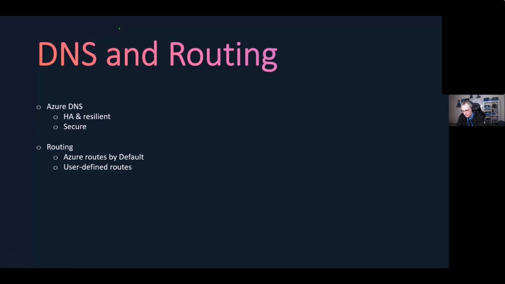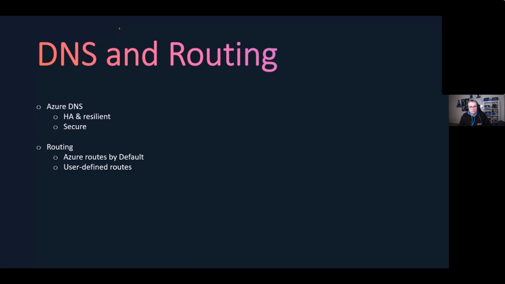DNS within Azure is highly available and resilient. So as with everything that Microsoft offers, there is a core level of resiliency and availability. It's not a guarantee that there will never be an outage, but it's at least a way of ensuring that there should be minimal disruption if there is a problem. For Azure DNS, it's actually using Microsoft's own global network of name servers, so it's not just in one region. It's a global service.